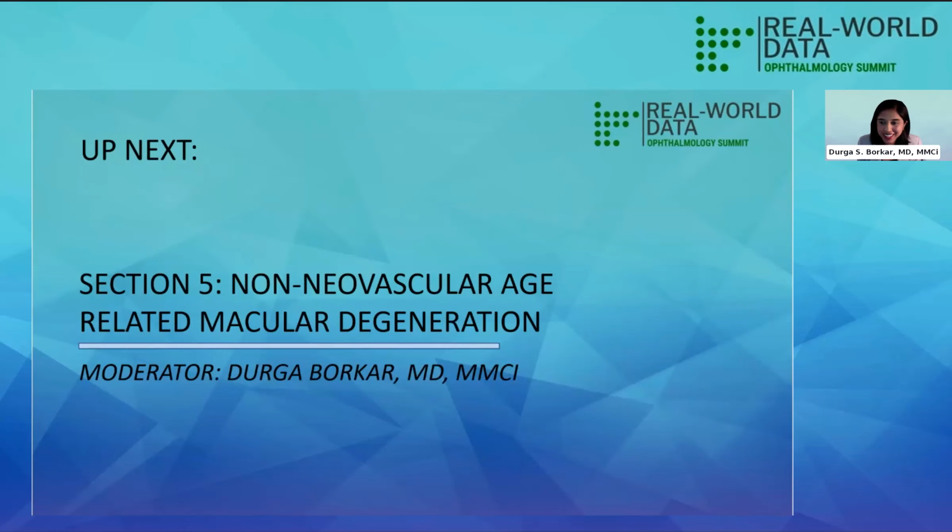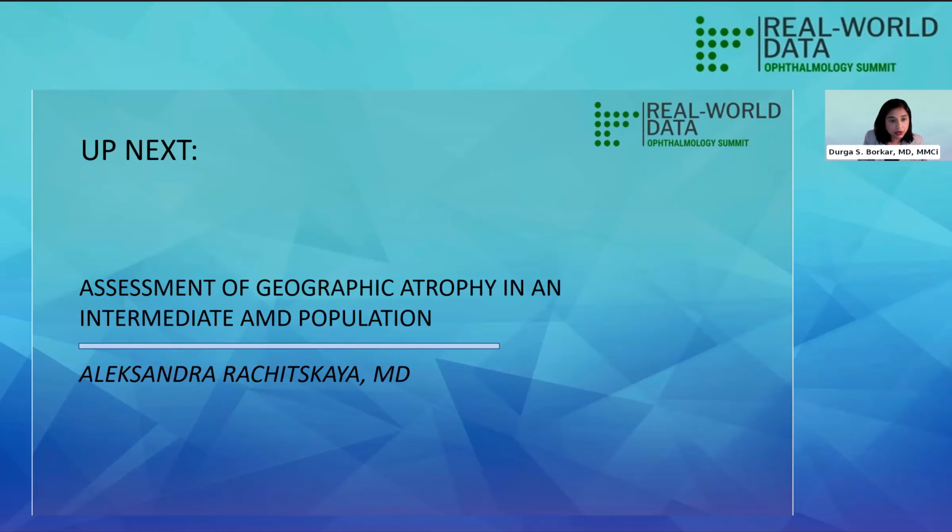Great. I'm excited to take us into the next session on non-neovascular age-related macular degeneration and what real-world insights we have from that. I think this is a particularly hot area right now as we're finally in a world where there are some interventions to reduce the progression of geographic atrophy. So our first speaker will be Alexandra Rachitskaya from the Cole Eye Institute, Cleveland Clinic, and she'll be speaking to us on the assessment of geographic atrophy in an intermediate AMD population.